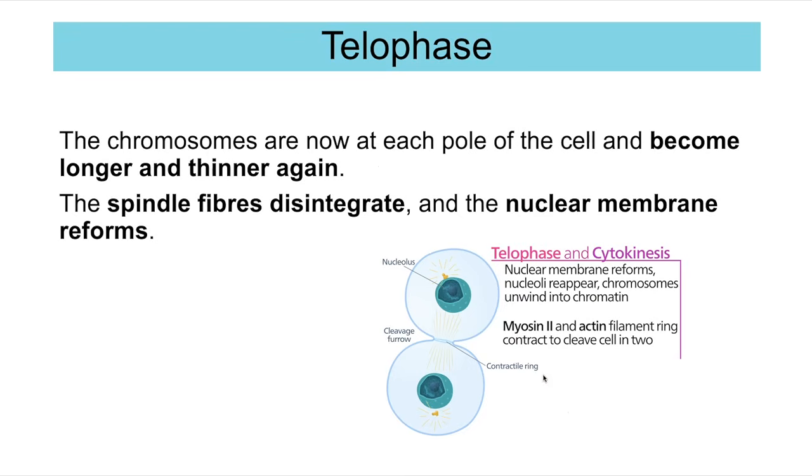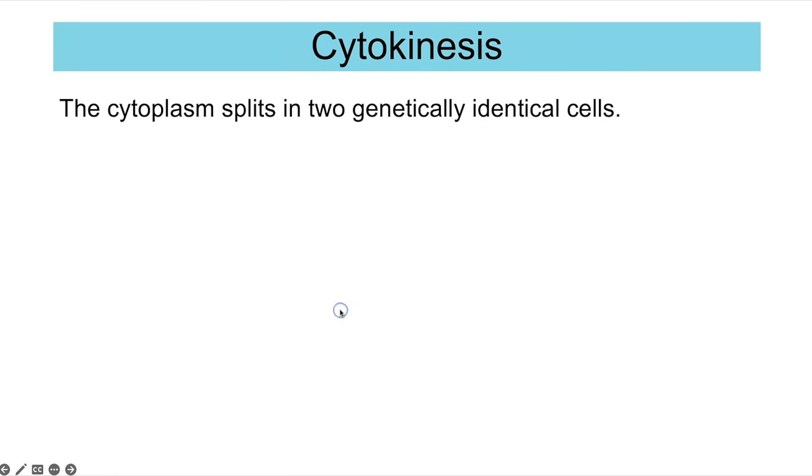Now, lastly, we've got telophase, and this is when the chromosomes are now at each pole of the cell, and the chromosomes start to become uncondensed. So they get longer and thinner again, and therefore they are starting to become no longer visible as individual chromosomes. The spindle fibre will also start to disintegrate at this point, and we can see that the nuclear membrane starts to reform.